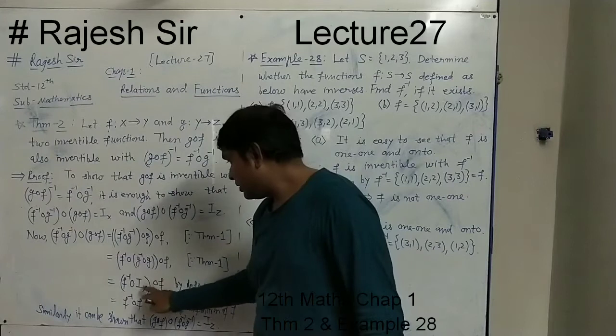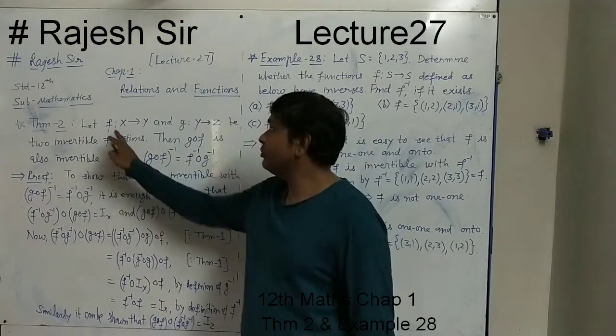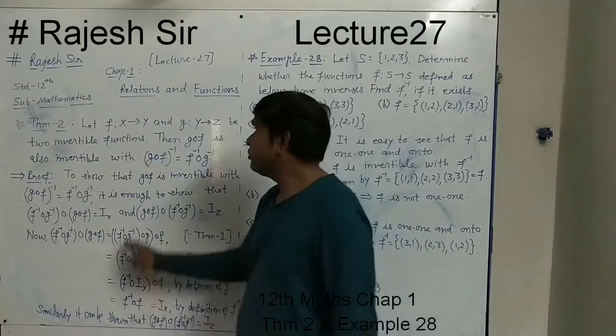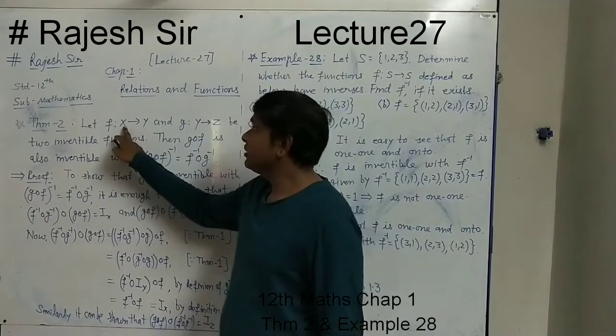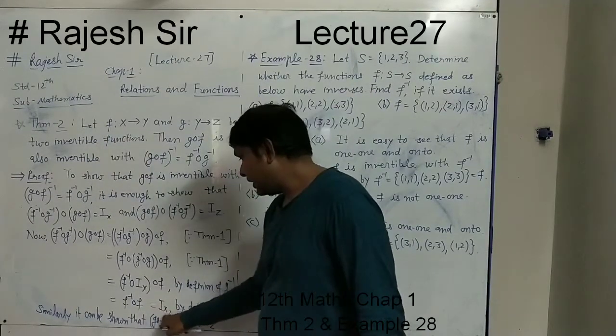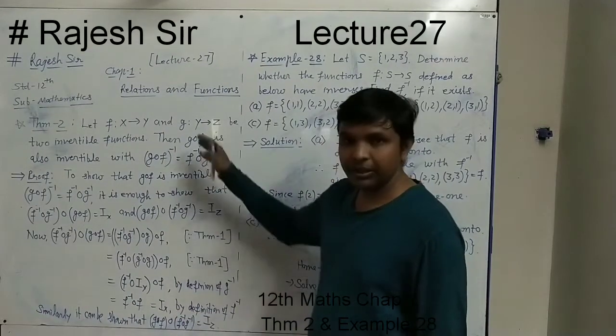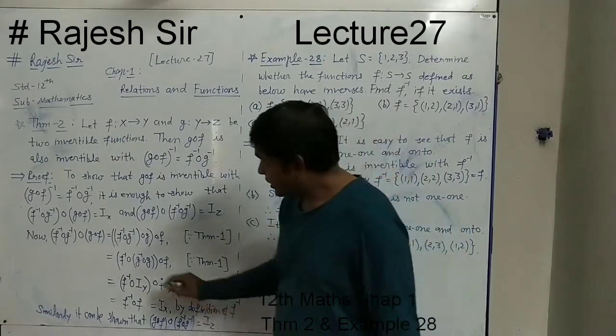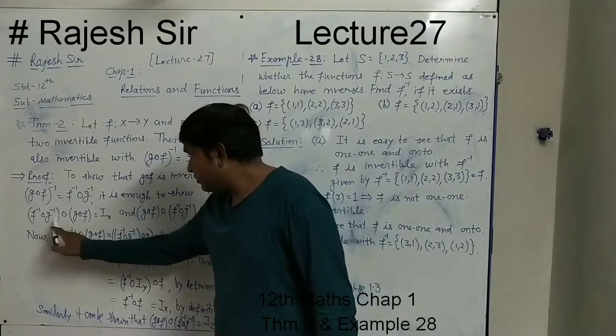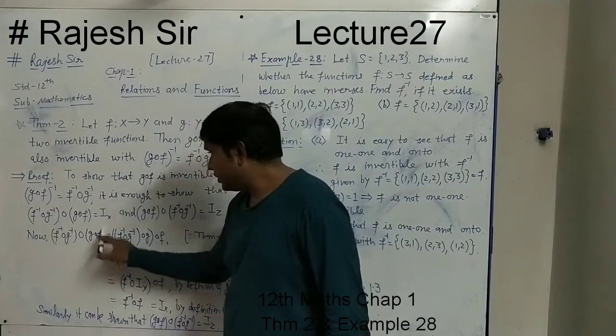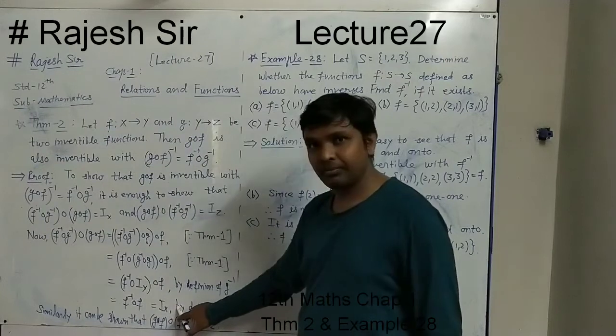As G inverse of G is IY, similarly F inverse of F will be with the domain I and Ix by the definition of F inverse as given in the statement. So you can see that F inverse of G inverse of GoF equals Ix, we got.